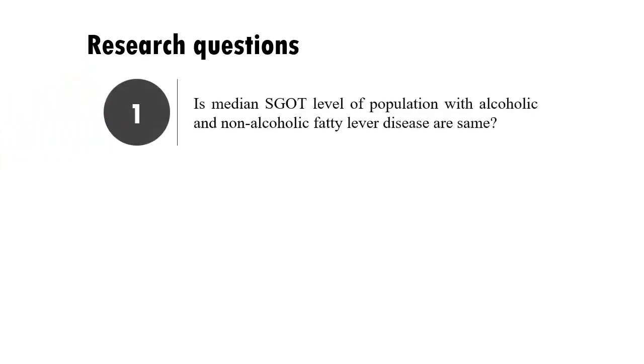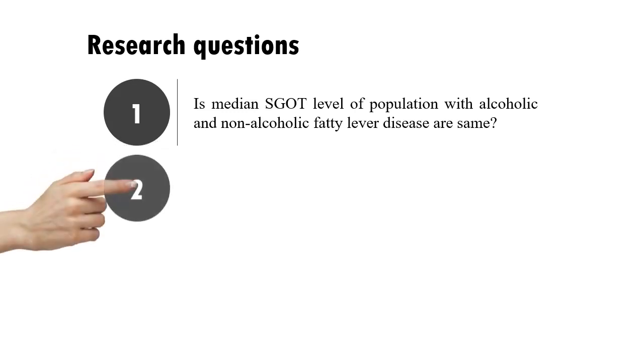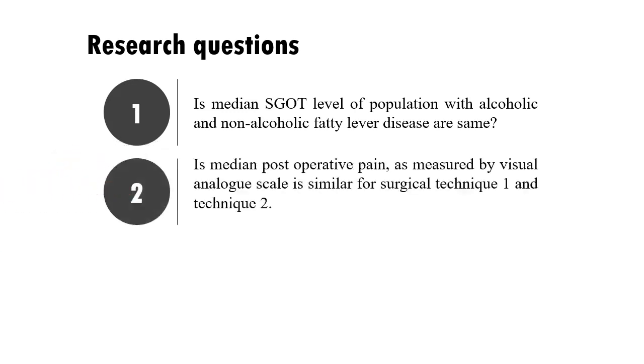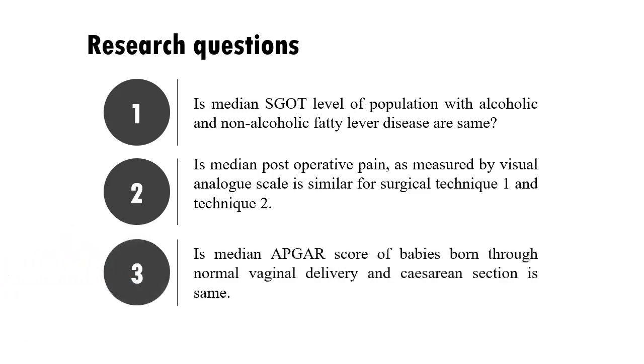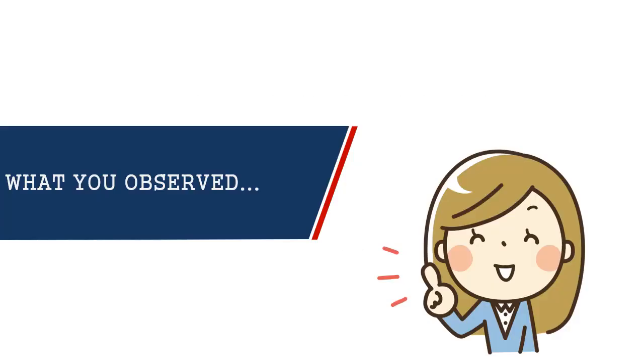What are the underlying research questions? So the first question could be, is the median SGOT level of population with alcoholic liver disease and non-alcoholic fatty liver disease the same? Is median post-operative pain as measured by the visual analog scale similar for surgical technique 1 and surgical technique 2? And the third research question could be, is median Apgar score of babies born through normal vaginal delivery and cesarean section the same?